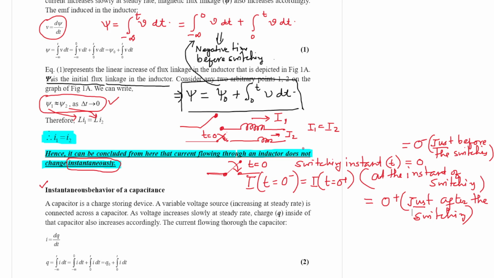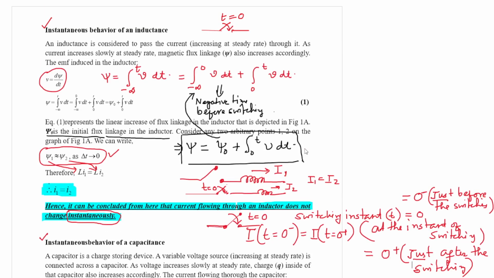So this is a very important property of the inductor. That is very important. So the current flowing through the inductor does not change instantaneously.